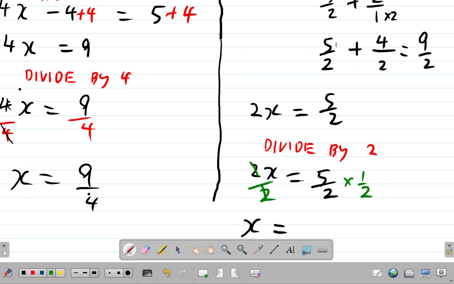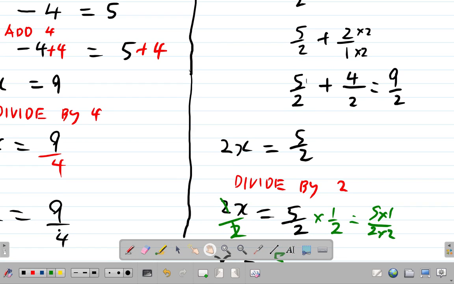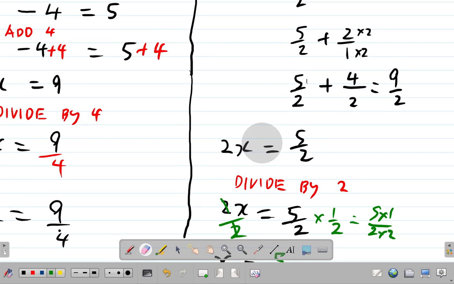When you multiply fractions, it's numerator by numerator over denominator by denominator. So here it's going to be 5 times 1 over 2 times 2. So you have 5 times 1 is 5 divided by 2. Where did I get 5 from? It's 9. Why am I writing 5 here? My mistake. This was supposed to be 9. This is 9. This is 9.